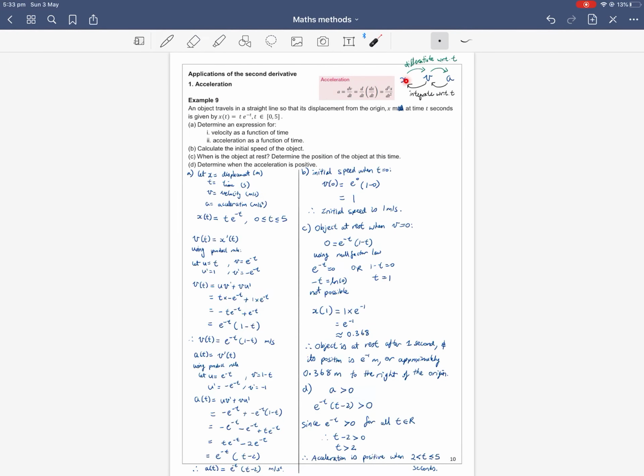The key point to take away from today is, if you differentiate displacement with respect to time once, you get velocity. If you differentiate this velocity with respect to time once, you get acceleration. So acceleration is the second derivative of displacement.